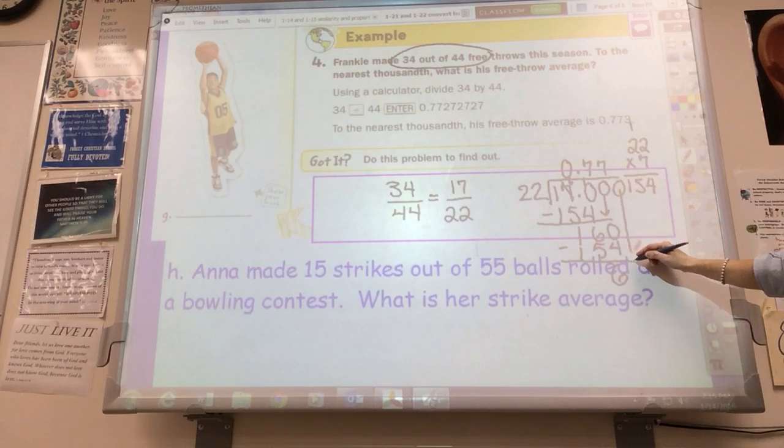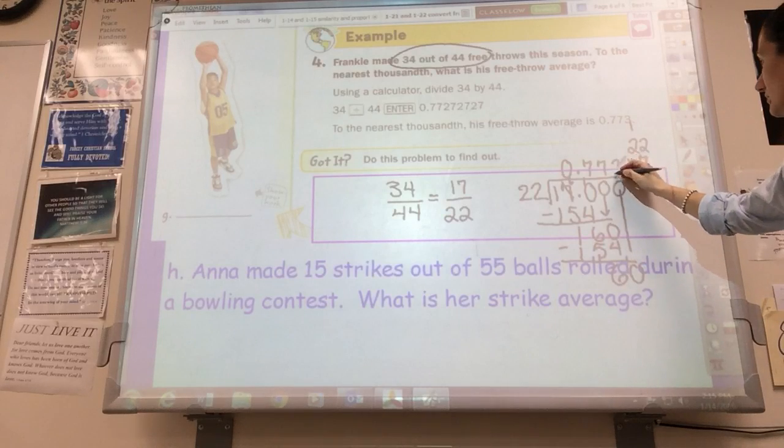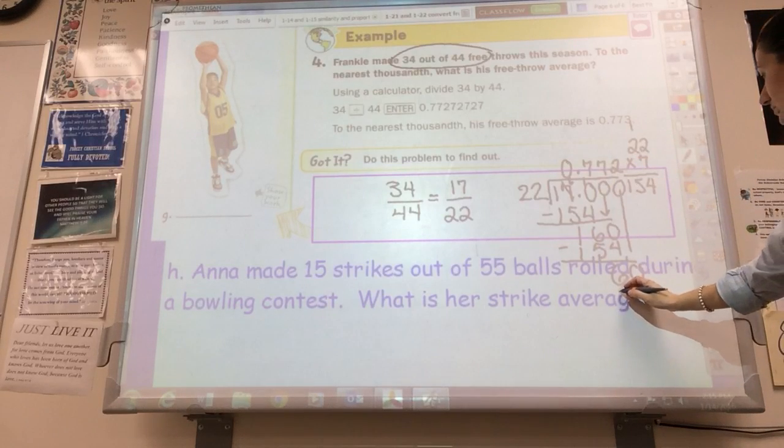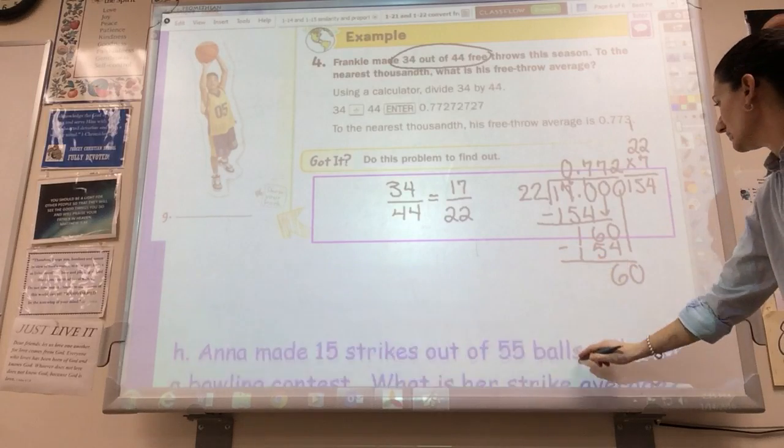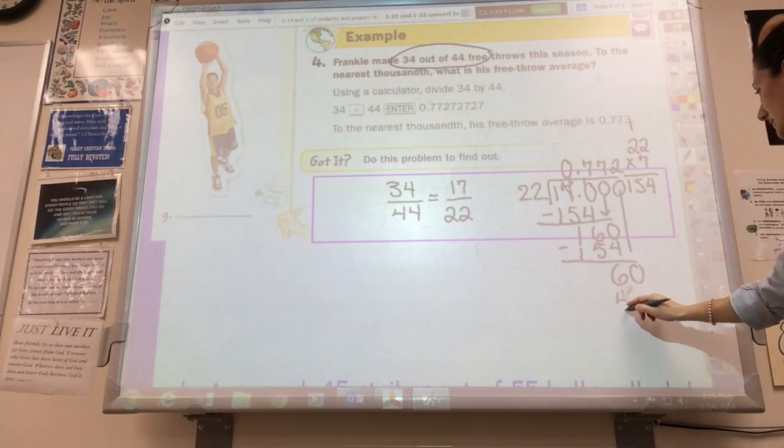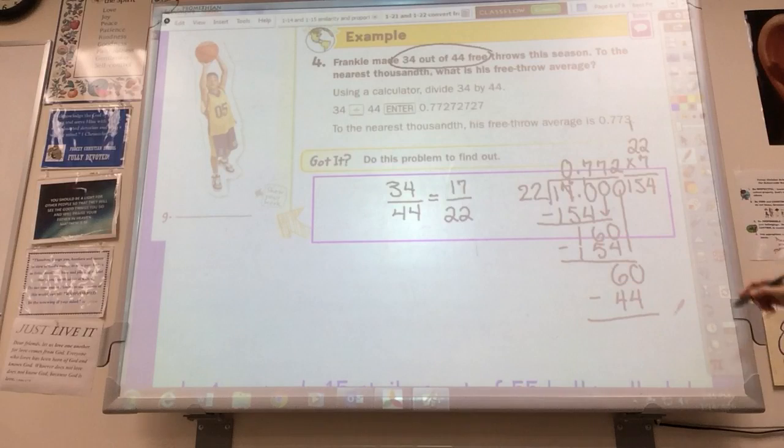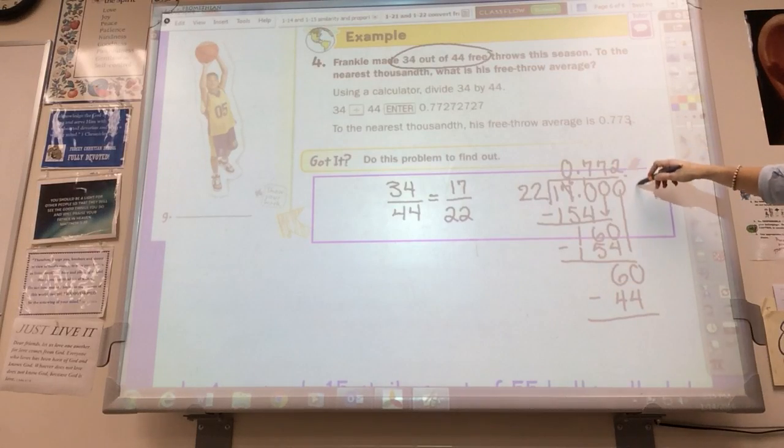I bring down a 0. 22 goes into 60 only 2 times. 2 times 22 is 44. Move these numbers out of the way. And you notice I'm still going here. Kind of a long number.